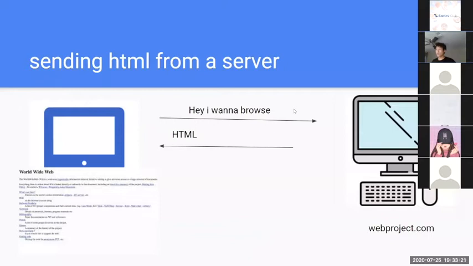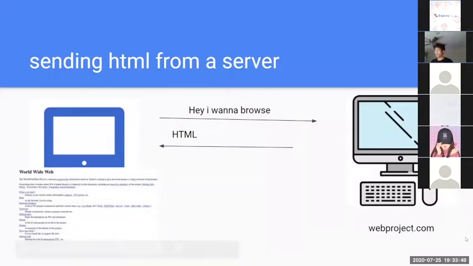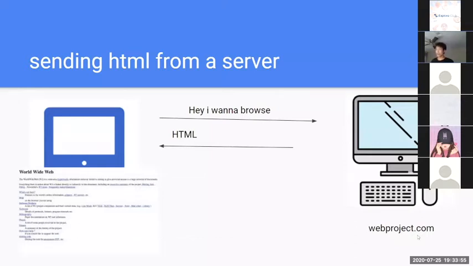Sending HTML from a server. A server is a computer in the cloud, right? Somewhere in the internet. And your client is just your browser. Essentially, when you type in a URL, or universal resource locator, such as webproject.com, it will find the IP address of that host. So webproject.com in this case is the host. I don't know if this website actually exists or not. I just came up with it. That will be your host.